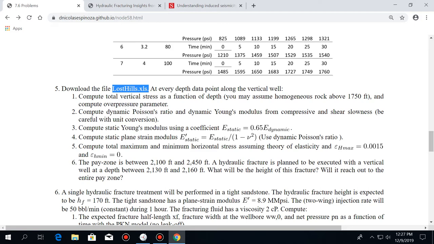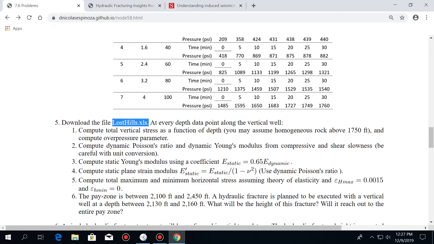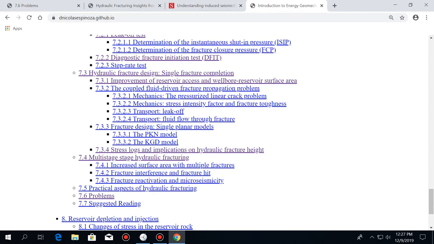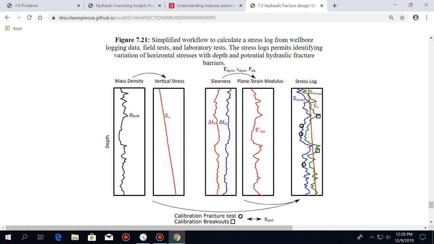And you have to construct this stress log. And you should get something similar to what I have over here. Be careful with the units. You can easily mess up the units, and that's going to be something that doesn't make any sense. Make sure that, for example, your velocities are in the order of 1,000 meters per second, that your plane strain modulus is in the order of about 1 million PSI, maybe less, maybe a little bit more. But it's not going to be 100 million PSI. It's not going to be 10,000 PSI.